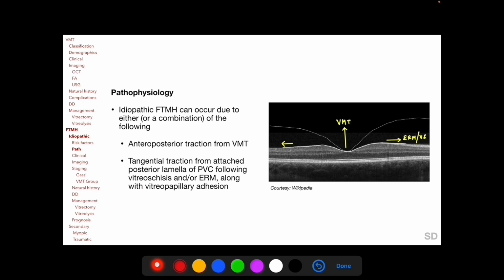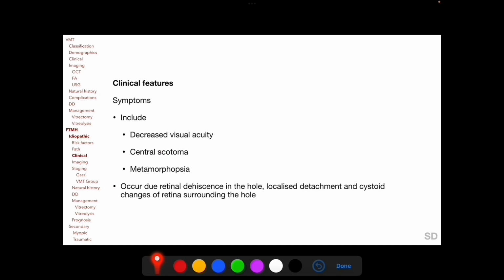Currently, anteroposterior traction from VMT is presumed to be the underlying causative factor for the majority of idiopathic full-thickness macular holes, and this is very important to note. Symptoms of full-thickness macular hole include decreased visual acuity, central scotoma, and metamorphopsia, and these occur due to retinal dehiscence within the hole and localized detachment and cystoid changes in the retina surrounding the hole.